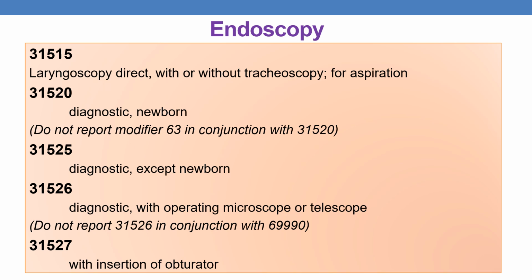The next CPT is 31525. Laryngoscopy direct diagnostic except newborn. The next is 31526. Laryngoscopy direct diagnostic with operating microscope or telescope. And do not report 31526 in conjunction with 69990. The next CPT is 31527. It deals with laryngoscopy direct with insertion of obturator.